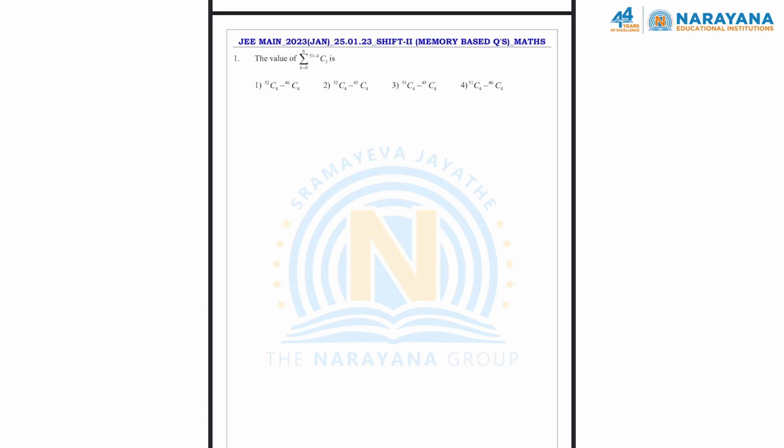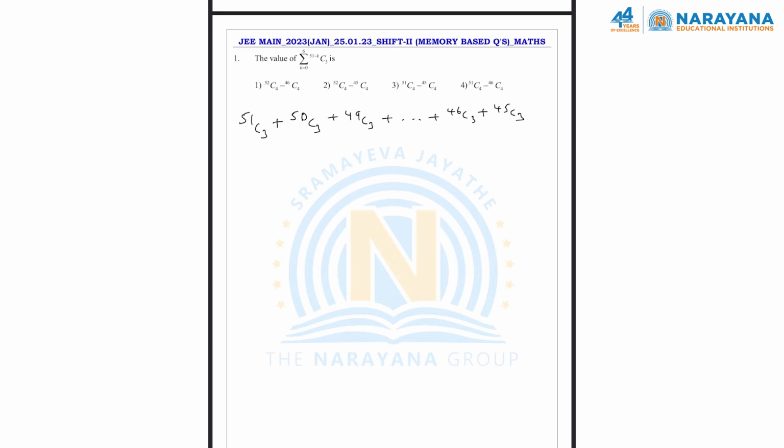He has given sigma k equal to 0 to 6, (51 minus k) C3. Let us expand these terms and list out what we are getting. If I put k equal to 0, I'll get 51 C3. If I put k equal to 1, 50 C3, then 49 C3, and so on. When I put 5, I'll get 46 C3, and when I put 6, I'll get 45 C3. So these are the terms he has given.